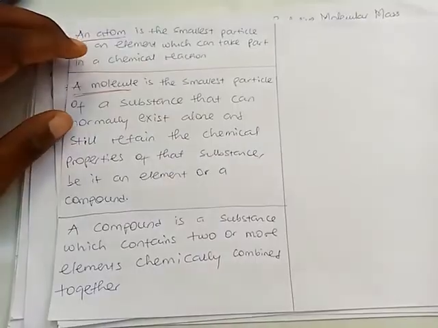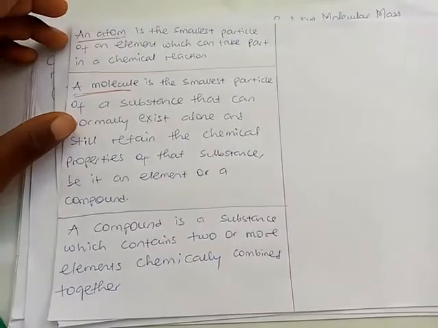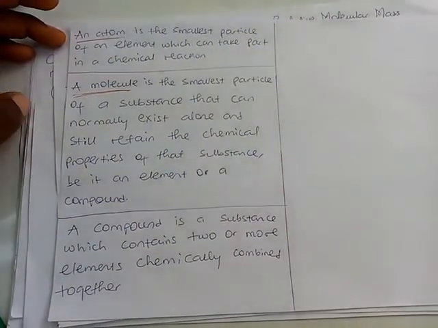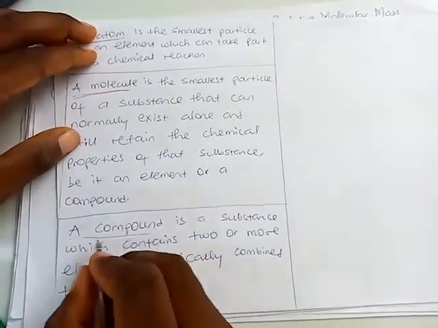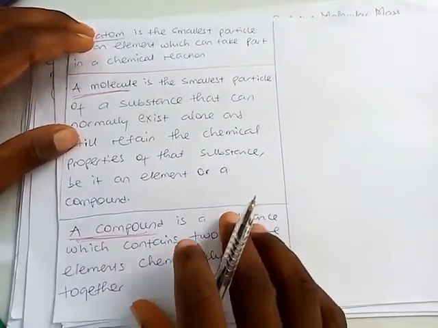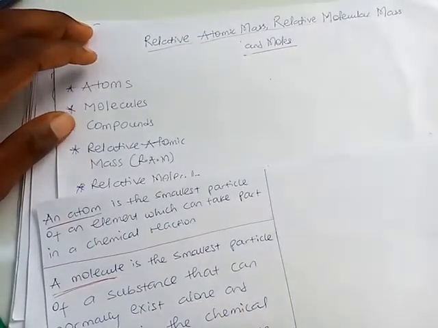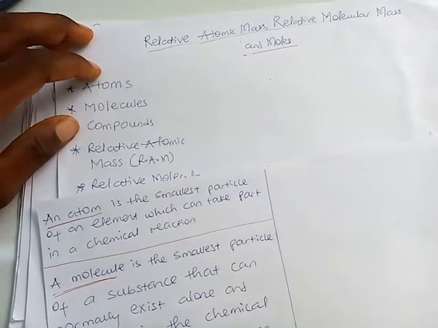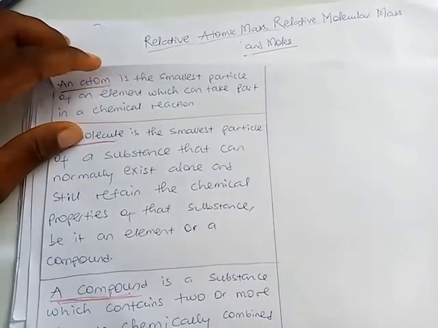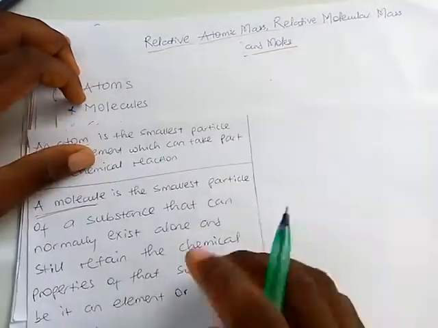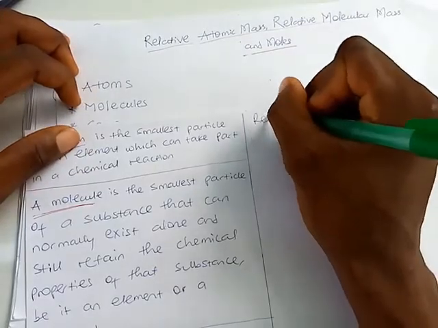So I believe now we know what an atom is, what a molecule is, and also what a compound is. So the next term we want to define is relative atomic mass. So what does this term imply? Relative atomic mass.